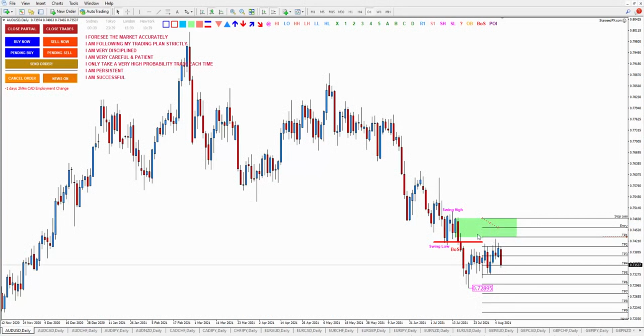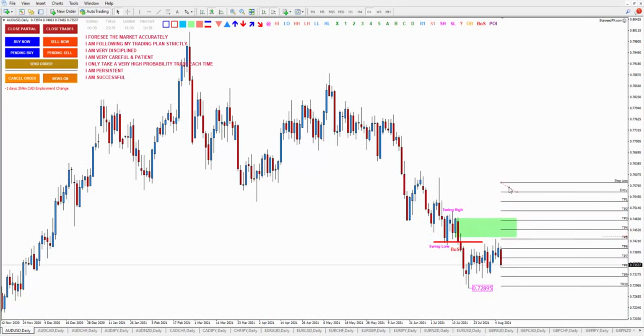But if you're a day trader, the moment the alert goes off, you can go back to H1, or probably you want to put the alert on the 50% instead of the beginning of the order block here, so you can get a better price for selling.